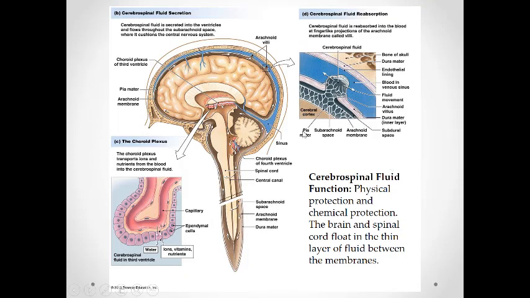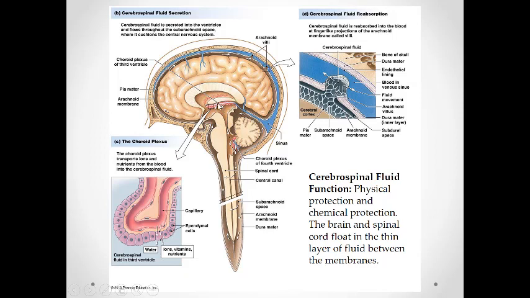Now, the cerebral spinal fluid is the physical protection as well as the chemical protection for the brain and the spinal cord. And the brain and the spinal cord really float within the cerebral spinal fluid. And here you can see there are ways that the cerebral spinal fluid can move from my arachnoid villi into my blood venous sinuses and be transported all around the brain. Okay?